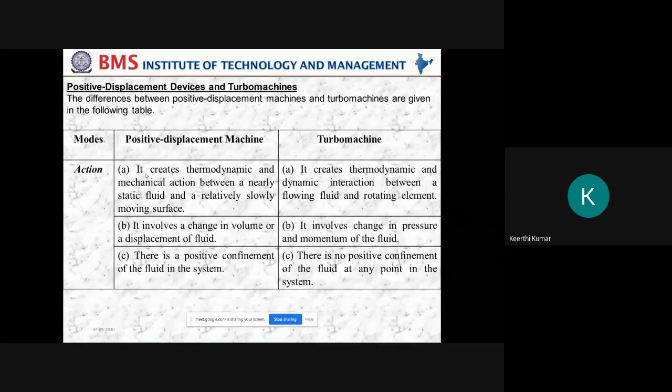Now, in a positive displacement machine it creates a thermodynamic and mechanical action between the nearly static fluid and a relatively slow moving surface. Here, in a turbo machine, it creates a thermodynamic and dynamic interaction between the flowing fluid and the rotating element. There it is a reciprocating element. Next, in positive displacement it involves a change in volume or displacement of the fluid, whereas here it involves a change in pressure and momentum of the fluid. These two points are very, very important. The second point again: it involves a change in volume or displacement of the fluid.